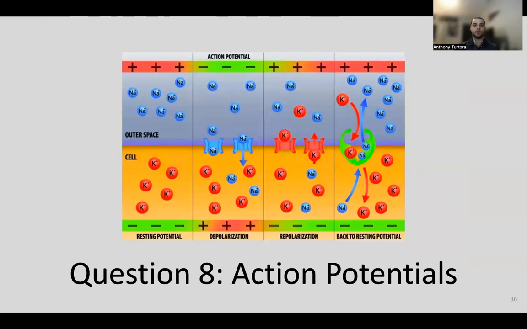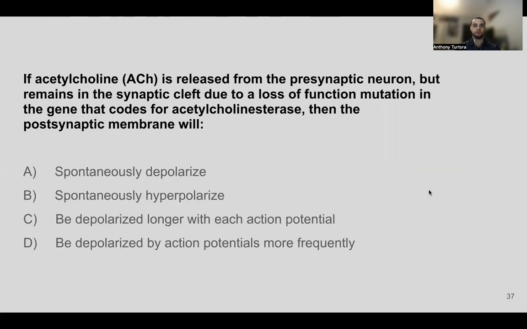All right, so I will then move on here to the last question, question 8. So question 8 states, if acetylcholine is released from the presynaptic neuron, but remains in the synaptic cleft due to a loss of function mutation in the gene that codes for acetylcholinesterase, then the postsynaptic membrane will blank. Will it A, spontaneously depolarize, B, spontaneously hyperpolarize, C, be depolarized longer with each action potential, or D, be depolarized by action potentials more frequently?